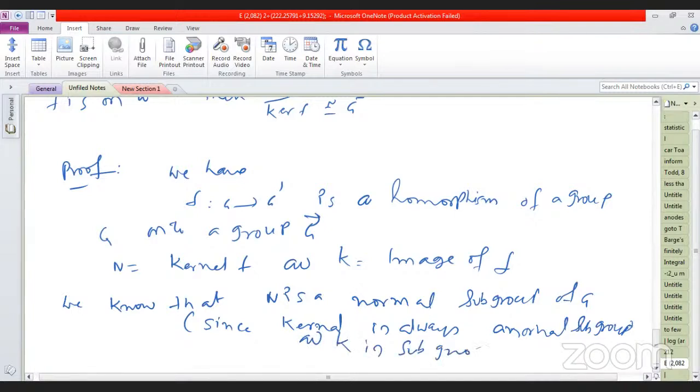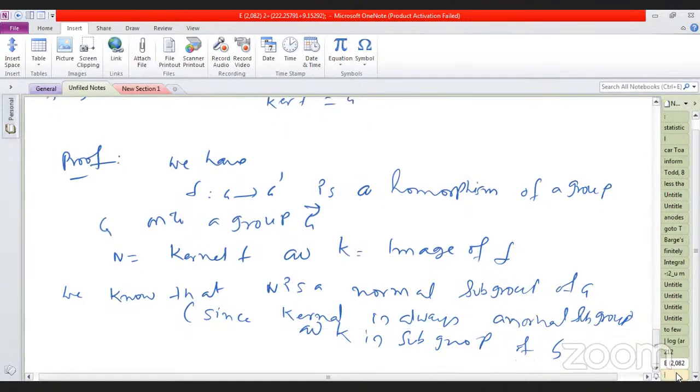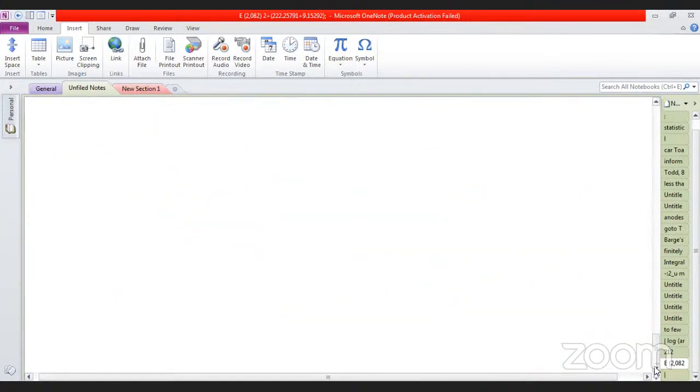Am I correct? So N is a normal subgroup of G. Therefore the kernel is always a normal subgroup. Therefore K is a subgroup of G bar. Now we can consider here, what is a quotient group? What is a quotient group? Fraction group, sir.